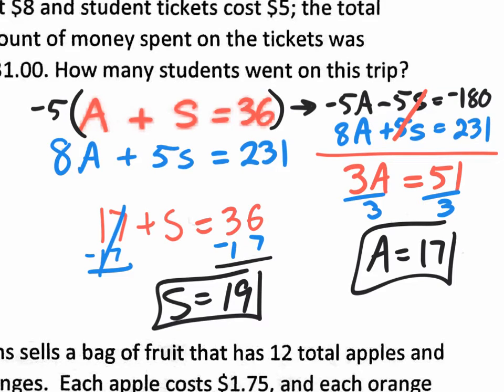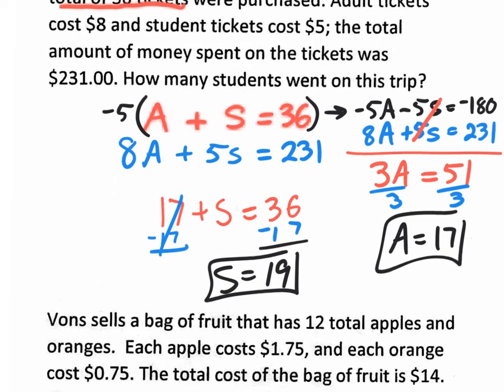I am not going to write this as a coordinate, and on the test, I don't want you to write it as a coordinate. I want you to answer the question directly. And what is this question really asking for? It says, how many students went on this trip? So what's your answer going to be? 19. And that's it, right?